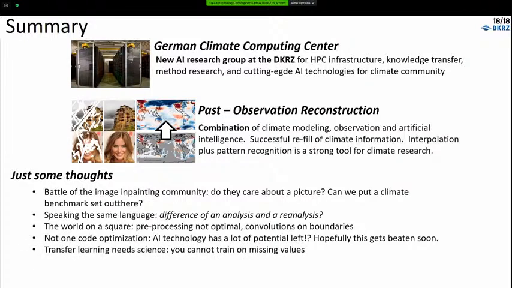Transfer learning needs science. That's kind of like putting a young female eye on an old white man. You need to understand what you're doing.